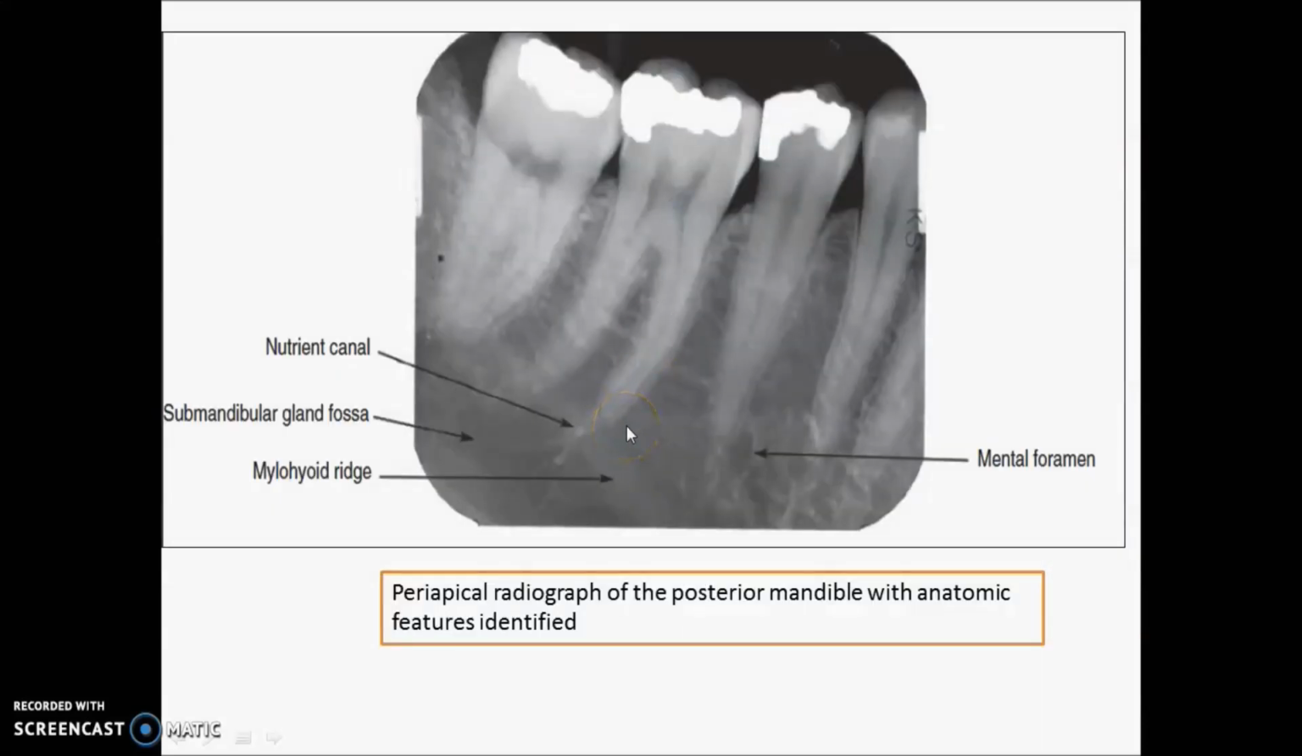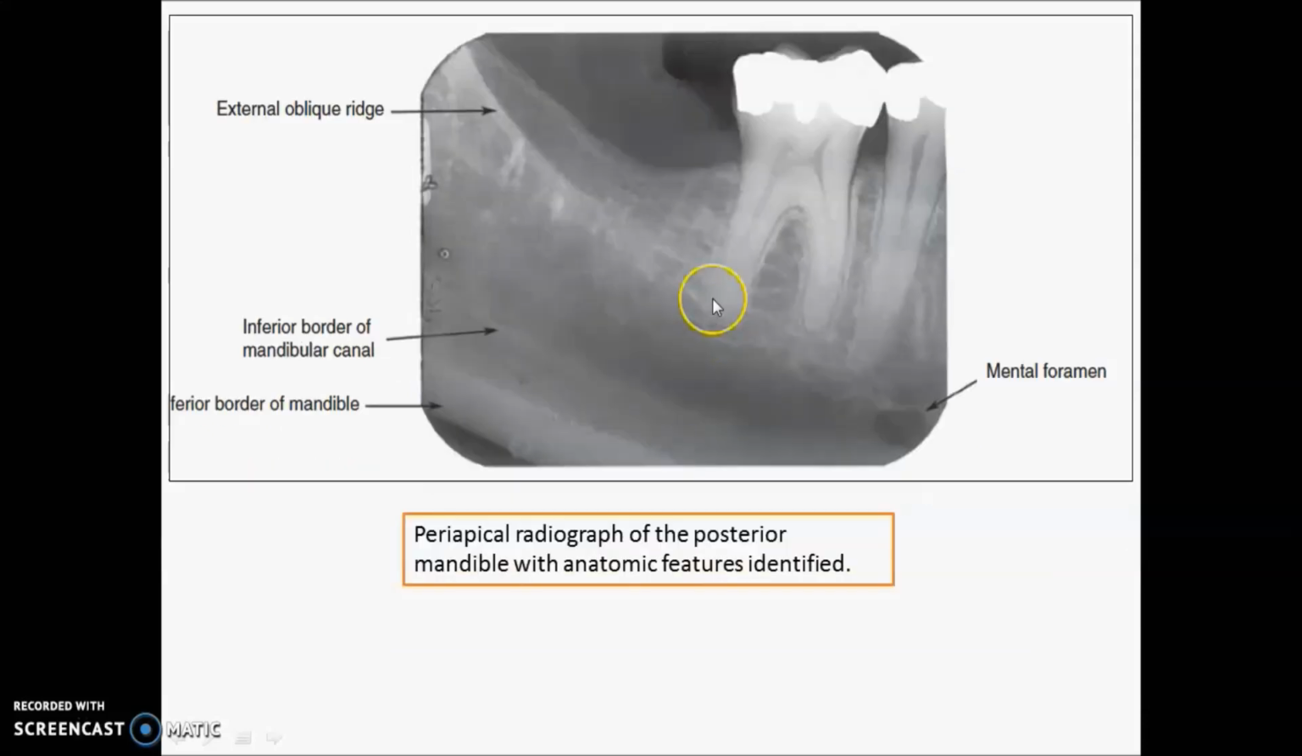Now let us see the posterior mandible. This is your mental foramen, most commonly associated with your second premolar. This is your nutrient canals. This radiolucent area, a little haze area, is your submandibular gland fossa, and this thickened area is your mylohyoid ridge. Now let's see the other features. This opaque border is your external oblique ridge. This opaque line we can see, this is your mandibular canal. This is the inferior border of the mandible, and this is your mental foramen, closely associated with your second premolar.